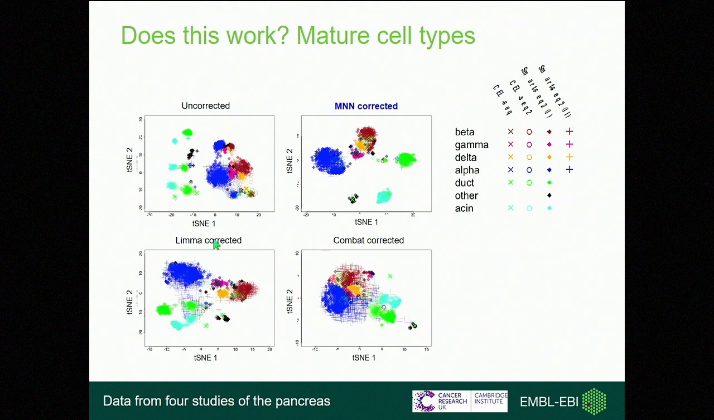The bulk-based RNA-seq approaches don't seem to do a very good job here either, because you're getting this sort of weird structure down at the bottom, whereas the strategy based upon pairs of mutual nearest neighbors is doing a much cleaner job of mapping these cell types onto one another.